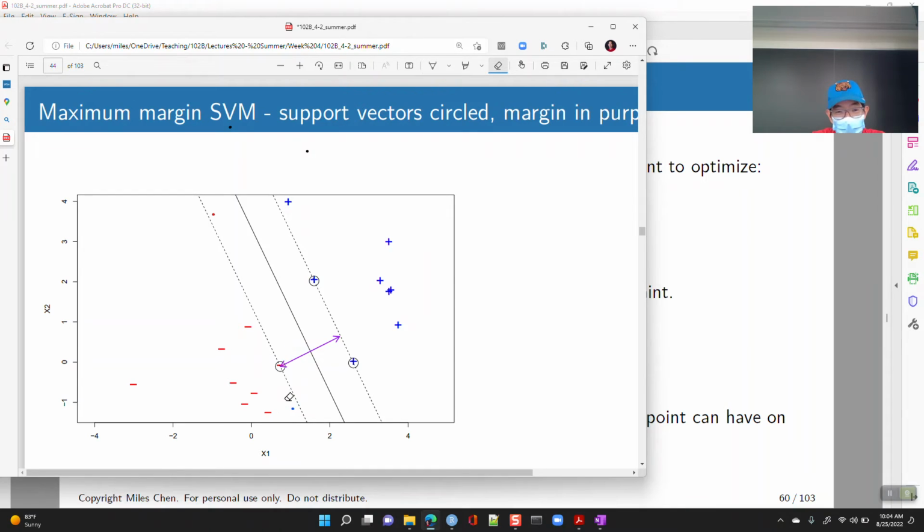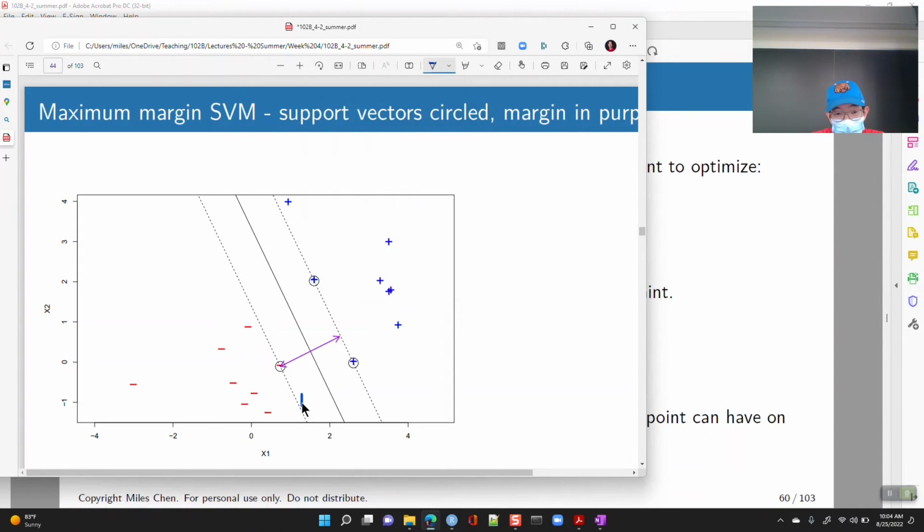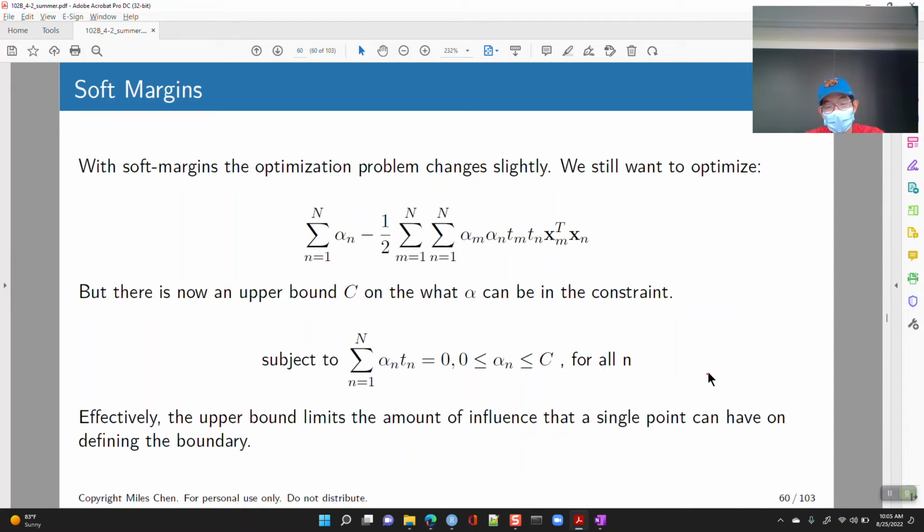Okay, so on the other hand, even if I do have a new plus point right here, we can say, you know what? I'm fine with it falling on the wrong side of the boundary, okay? We're going to keep this, and just ignore this one point. That's what a soft margin is.